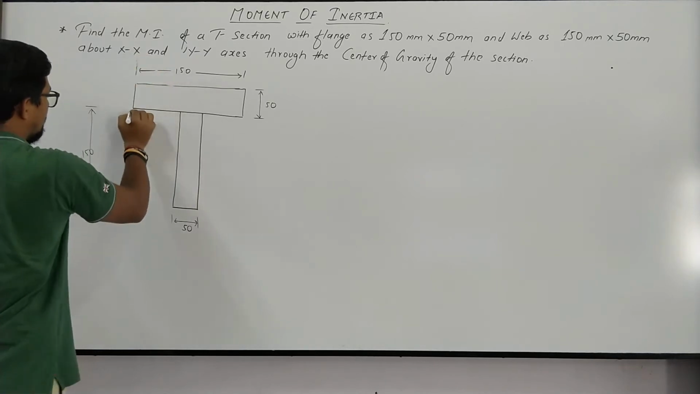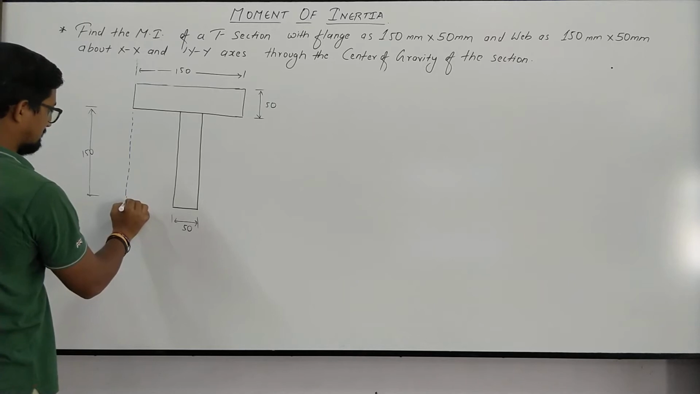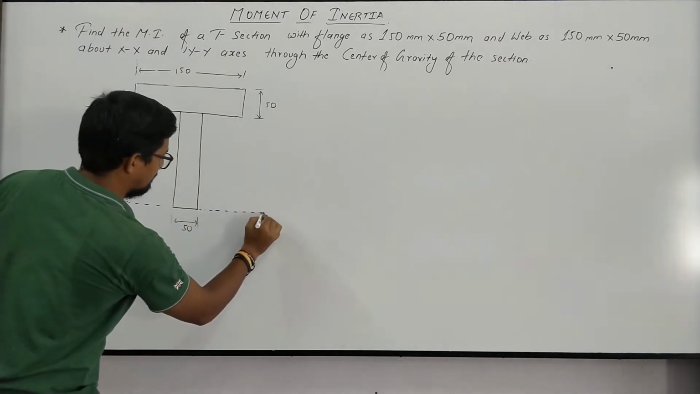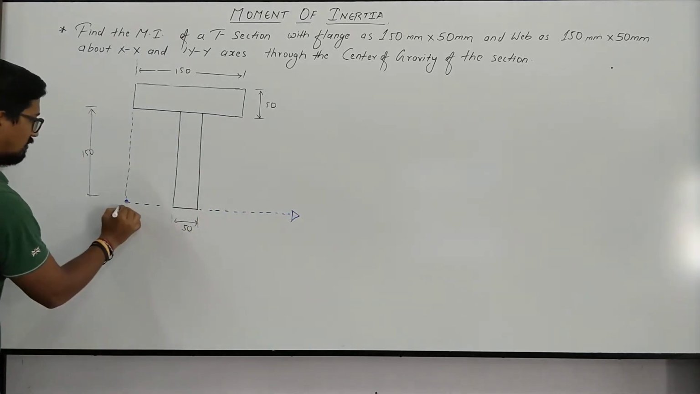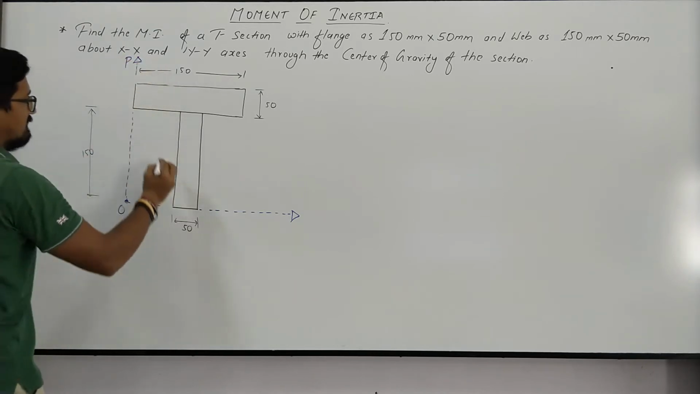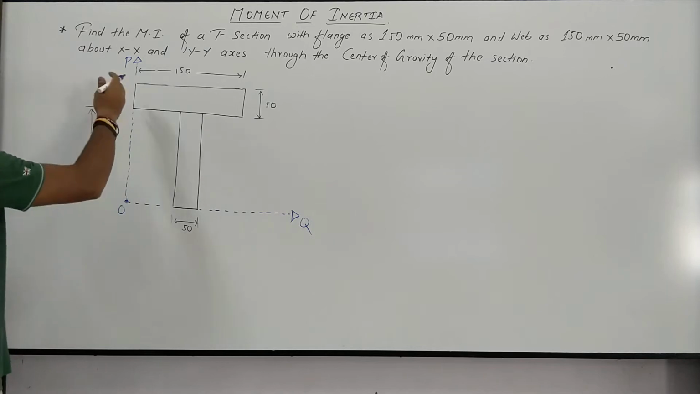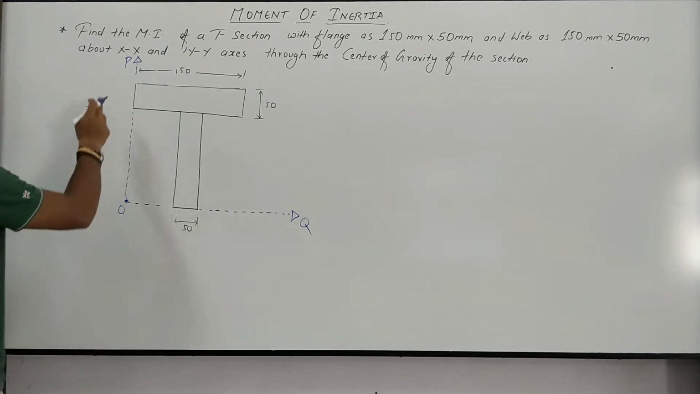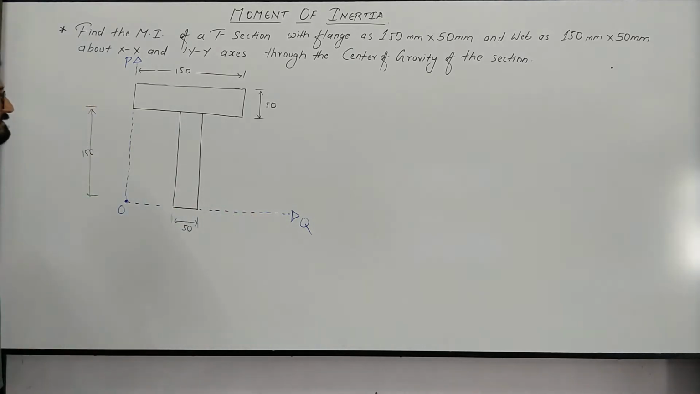So let us draw the reference axis. Suppose this is the reference axis. This is the origin O. This is OP and this is OQ. You can name it anyway; I have named it OP and OQ. O is the origin, so this is the reference axis. OP is the vertical reference axis and OQ is the horizontal reference axis.